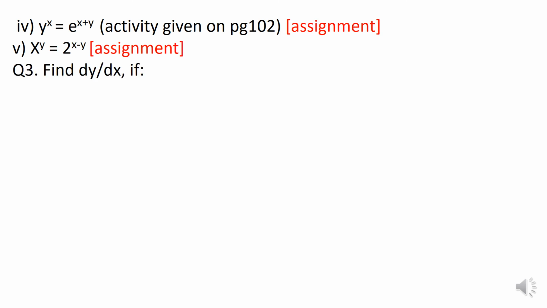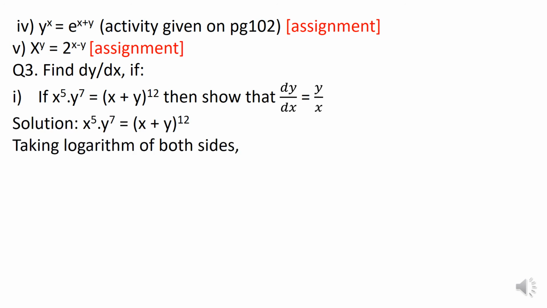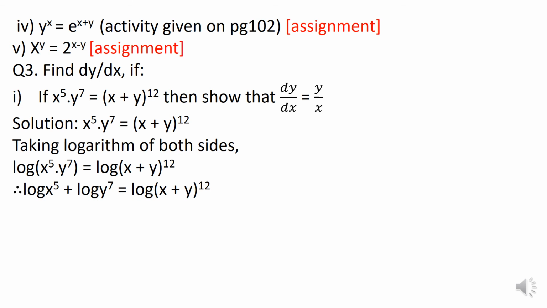In the next category, the first sum here: if x raised to 5 into y raised to 7 is equal to (x plus y) raised to 12, then show that dy by dx is equal to y upon x. Now in this sum, we take log on both the sides and rewrite the sum. You know that when two numbers are multiplied together, their logarithms can be added. We have learned this rule in an earlier lecture. So we get log x raised to 5 plus log y raised to 7 on the LHS.